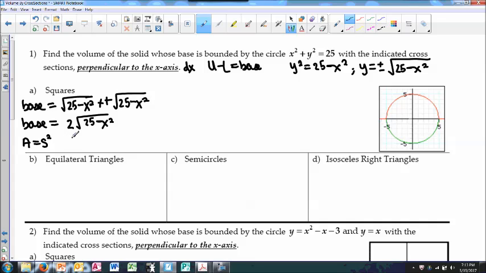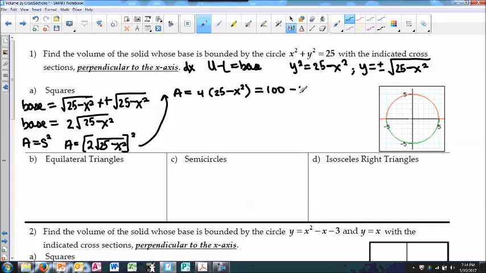That means that my base and my height are the same thing. So my area is going to be the base length of 2 times the square root of quantity 25 minus x squared, all squared. So that makes my area formula 4 parentheses 25 minus x squared in parentheses. Make sure those parentheses are there so that you're getting the correct area formula as 100 minus 4x squared. If you make a mistake and leave parentheses off, or simplify incorrectly, you're going to lose a lot of points.